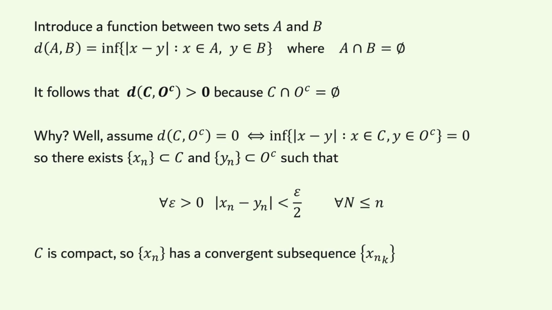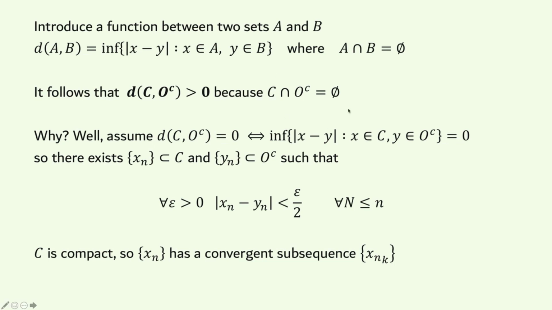Because we know the modulus of x minus y is literally the distance between x and y on the real line. And so if we take all the x's in A and all the y's in B, and they're disjoint, we take the infimum of all the small distances, we can think of this as being the smallest distance between the sets A and B. Now, if we take A to be C and B to be O complement, where C is the closed set inside of E and O is the open set outside of E, the distance between C and O complement is actually strictly positive because C and O complement are disjoint.